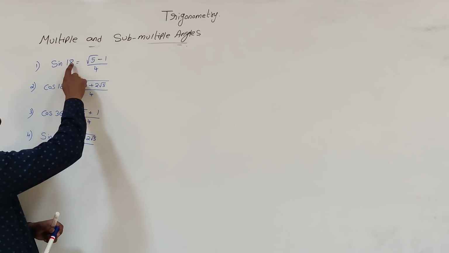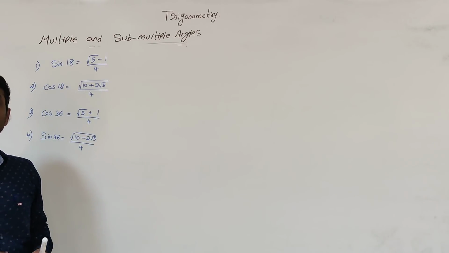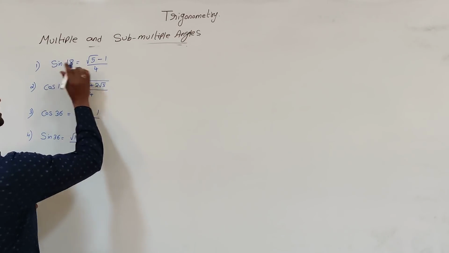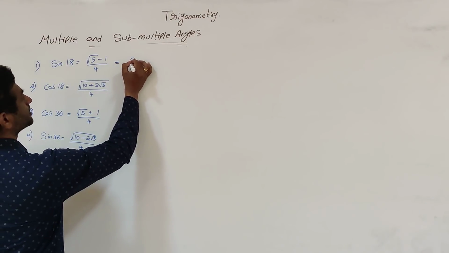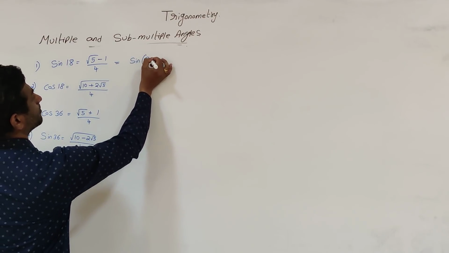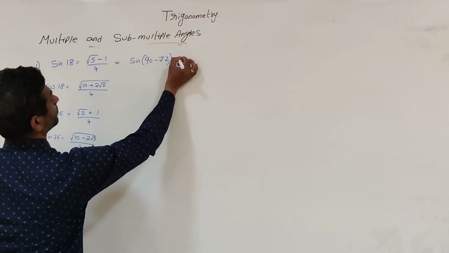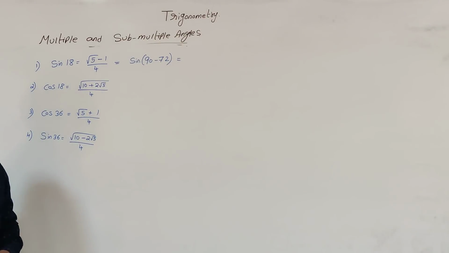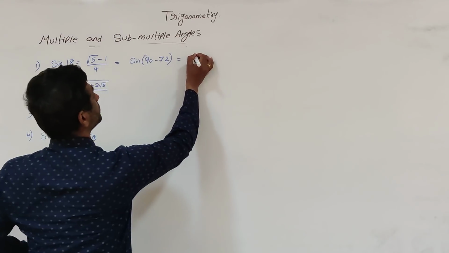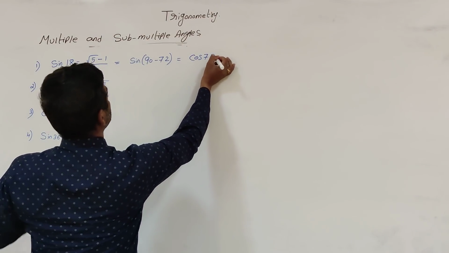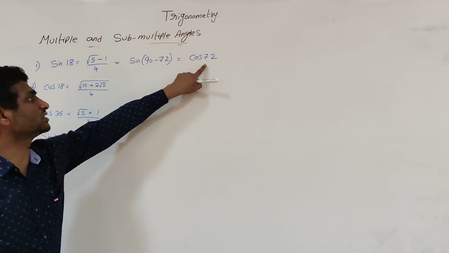Next, the complementary angle of 18 is 72 degrees. This means sin 18 can be written as sin of (90 minus 72). It is like sin of (90 minus theta), and sin of (90 minus theta) will be cos theta. So it will be cos 72. Means the values of sin 18 and cos 72 will be the same.